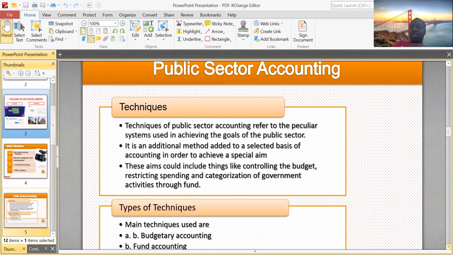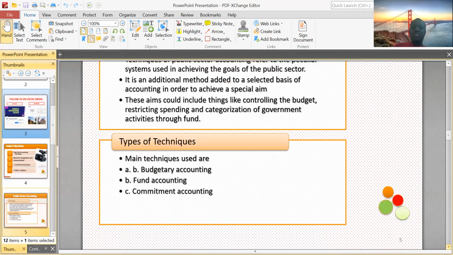So the techniques of public sector accounting is basically an additional method, right? An additional method that is added to the selected basis of accounting to achieve some public sector organizational goals. And these objectives could be, you want to manage the budget, you want to restrict spending, you want to be able to properly plan and categorize government activities. So these are all aims or objectives of public sector organizations. Very, very important. They have types. So what are the types of these techniques? What are these techniques at all?